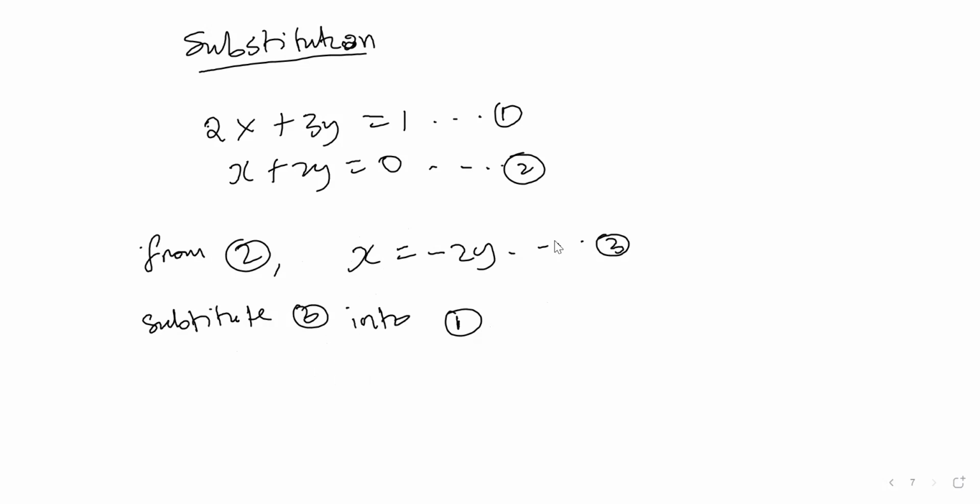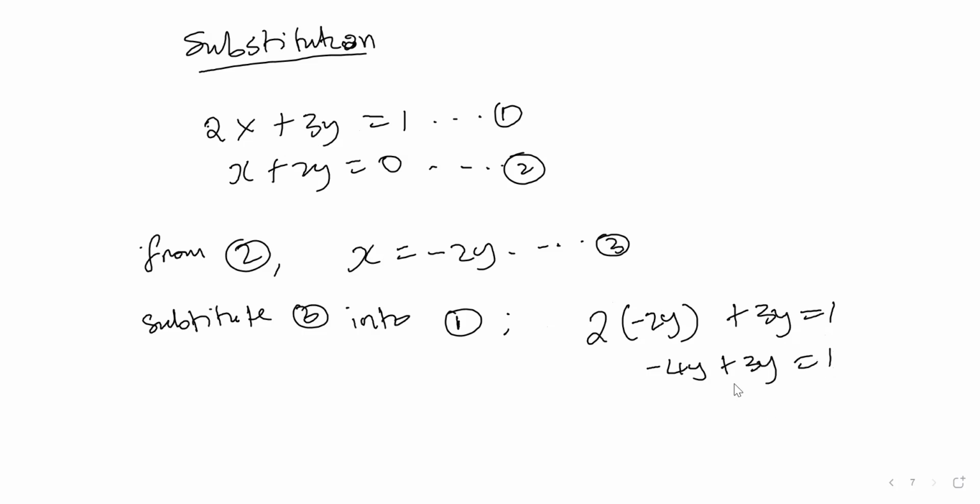So if we substitute this x equals minus 2y into equation 1, we get 2x, but our x is minus 2y. So we substitute: 2 times minus 2y, plus 3y equals 1. So this is minus 4y plus 3y equals 1. That's minus y equals 1, and y equals minus 1.